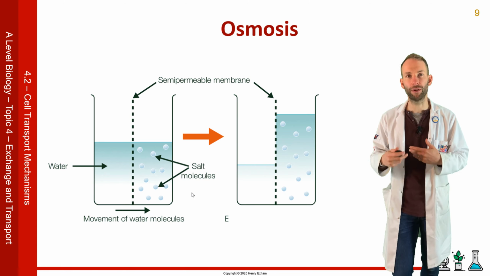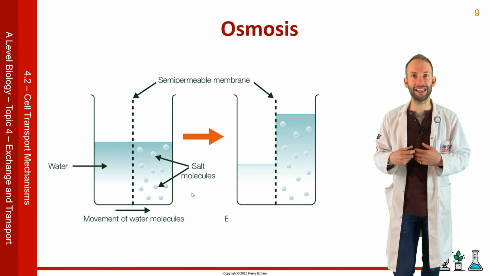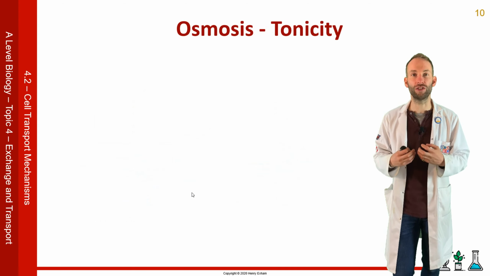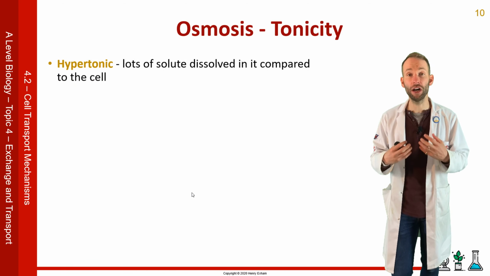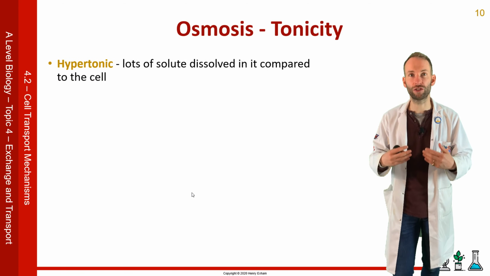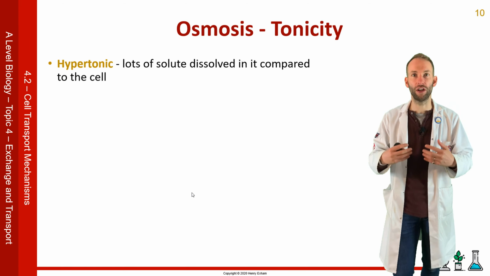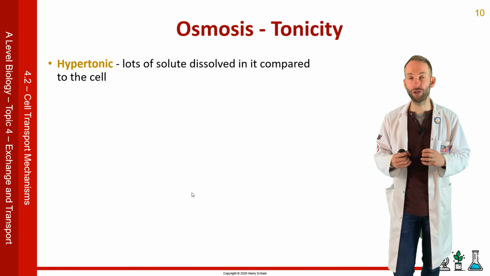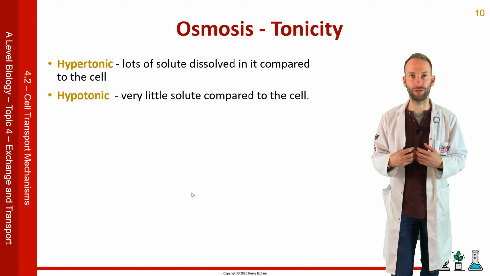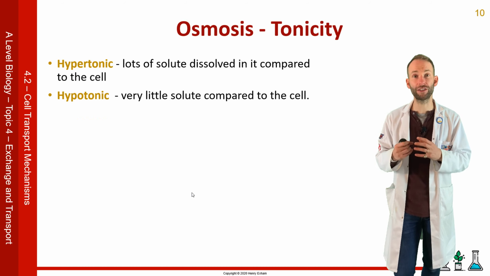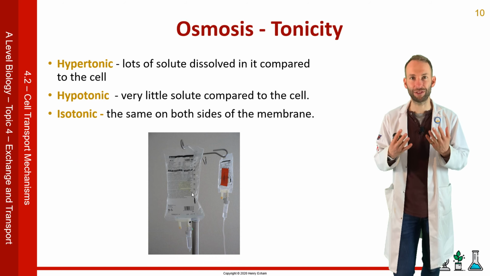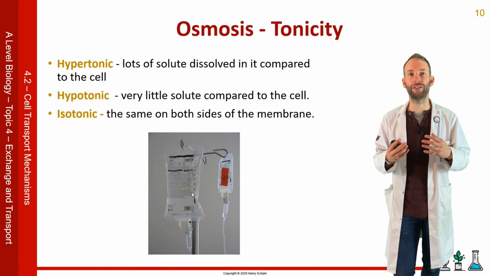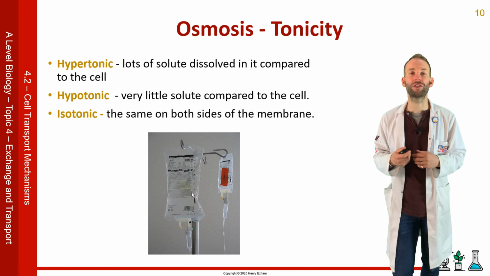You can also talk about osmosis in terms of tonicity. Tonicity is how much solute is dissolved in the water. Okay, so if a solution is hypertonic, that means lots of solute is dissolved in it. Hyper, lots of tonic. Okay, hypotonic, not very much solute dissolved in it. Okay. And isotonic, if you have two solutions that are isotonic, it means they are balanced, they are the same tonicity. So you want to have isotonic solutions to put cells into.